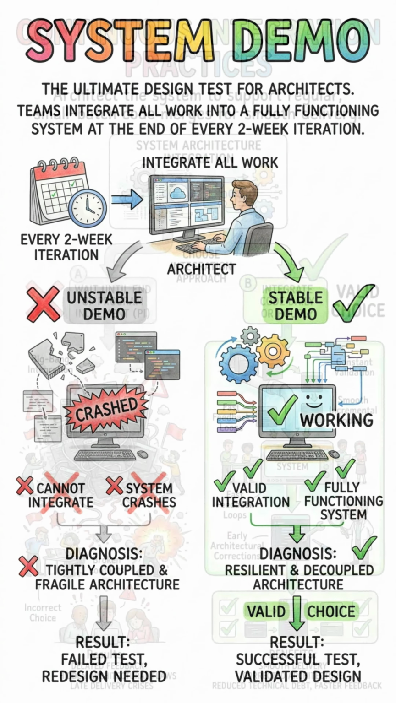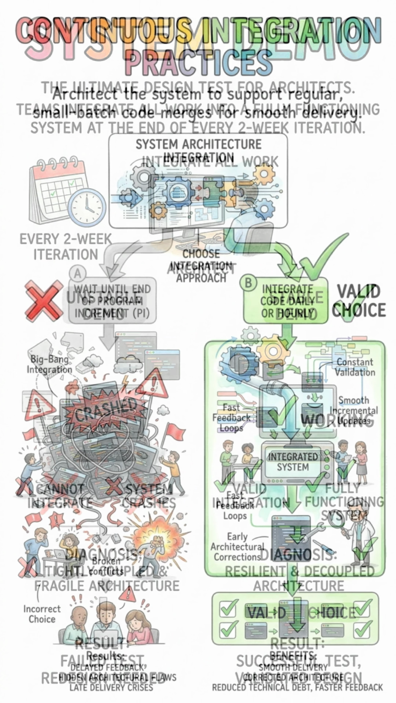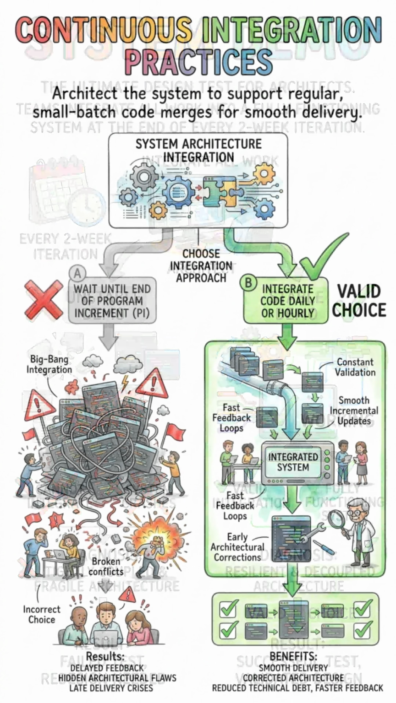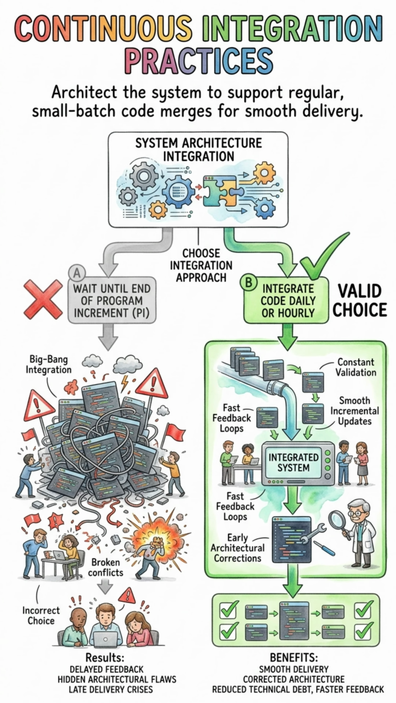To ensure smooth integration, you must establish clear integration points and mandate continuous integration practices. You cannot wait until the end of the program increment to see if the pieces fit together. You must architect the system so that teams can integrate their code daily, or even hourly. This constant validation provides the fast feedback loops necessary to correct architectural mistakes before they become deeply embedded in the product.